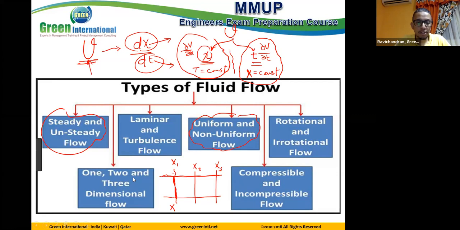One, two, three dimensional flow. One dimension is a straight line. Two dimensions means the flow is moving in one direction and another direction also changes. Three dimensions means the flow changes in three directions. Compressible and incompressible.